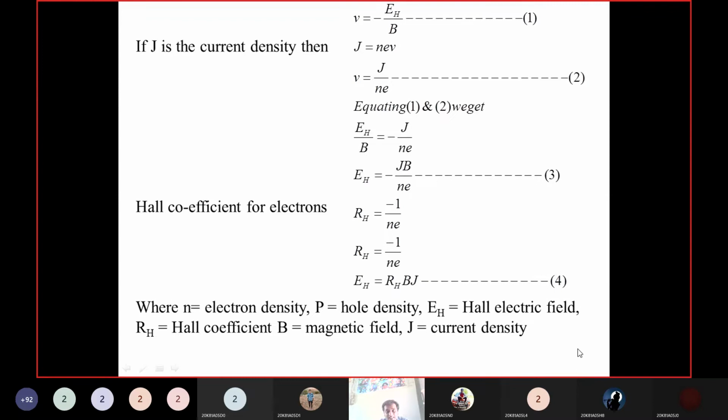So Hall electric field EH is equal to minus JB by NE. Here minus 1 by NE is called the Hall coefficient, that is RH. So RH is equal to minus 1 by NE. Therefore EH is equal to RH into B into J. This is about the Hall electric field. Now we are calculating the Hall voltage.